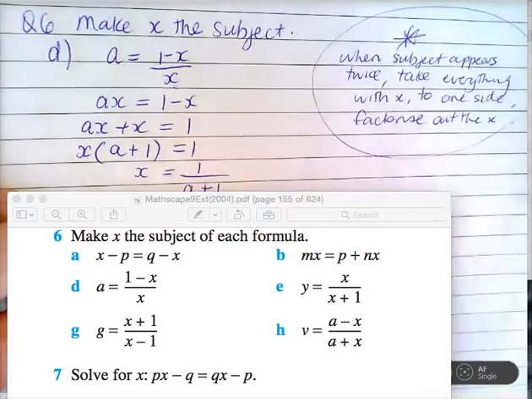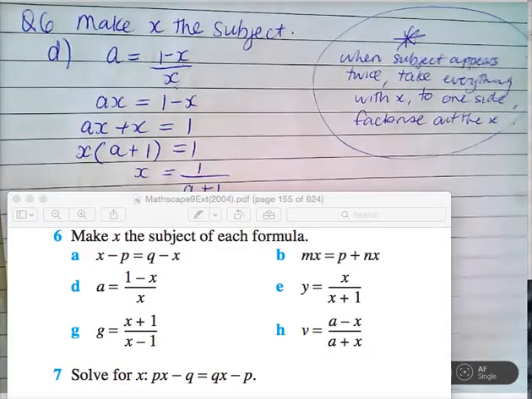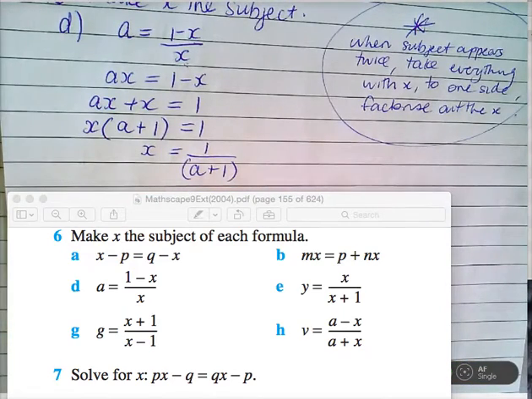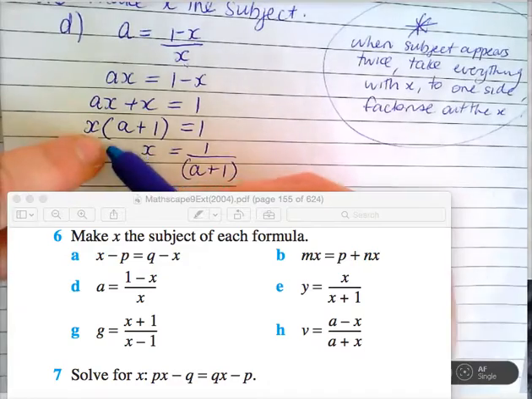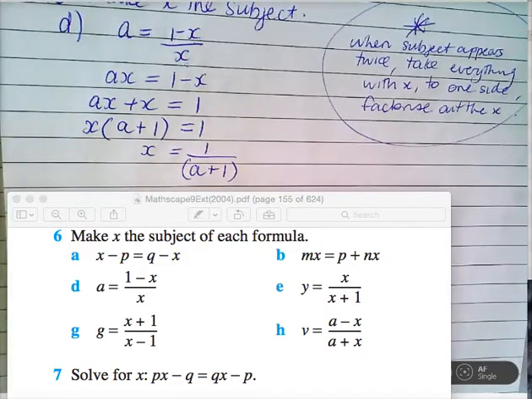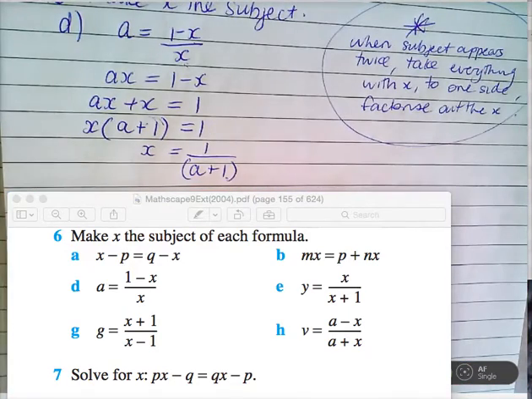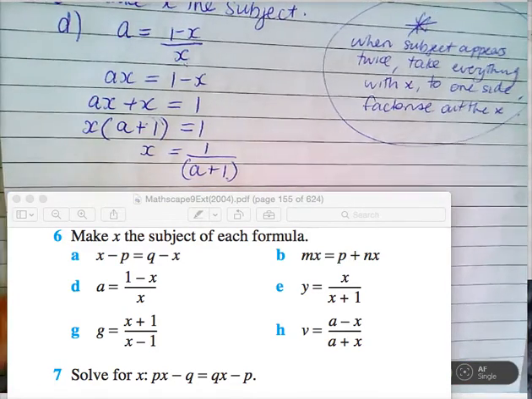A plus 1. If it's in brackets, you keep this. Instead of timesing by all of that, I'll be dividing by all of that. So you don't go changing signs.